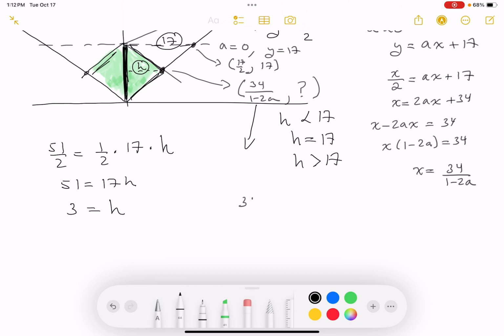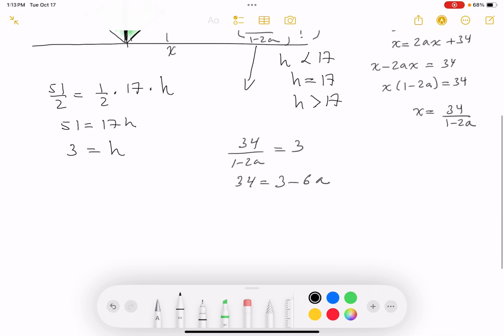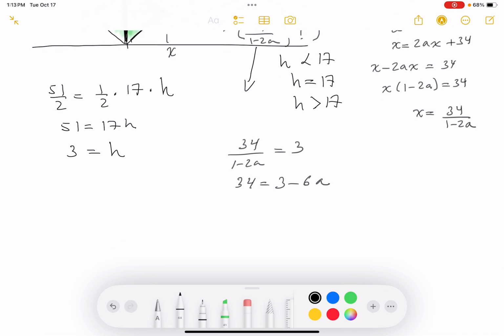So I'm going to write this down. 34 over 1 minus 2a. That has to be the number 3. Again, why is that? That's what the x value is. The h is the x value. And the x value is 34 over 1 minus 2a. Well, let me write this down. 34 equals 3 minus 6a. And then I subtract 3 from both sides. I get 31 equals minus 6a. And then what do you do over here? Divide both sides by minus 6, and you get minus 31 over 6 is equal to a.